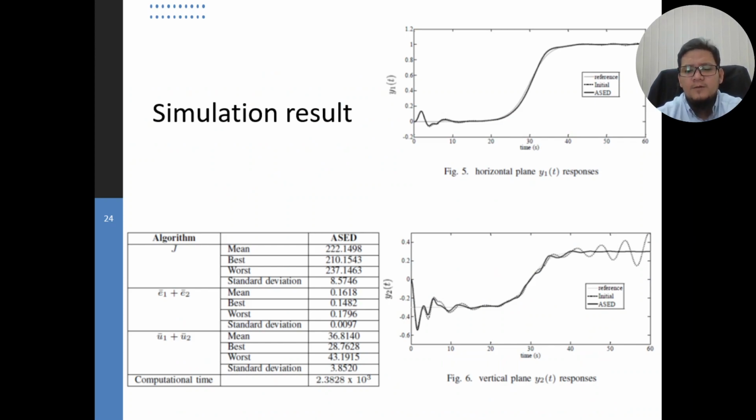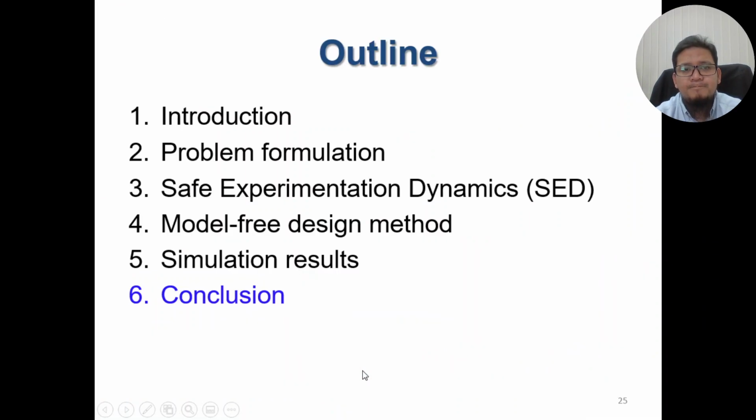For the graph, we have the horizontal plane here, the y1 response, and this is y2 for the vertical plane. We have the reference here as the dotted line, the dash is the initial value, and the solid black color is the ASED signal for the horizontal and vertical planes. This is the numerical result for the objective function: the mean, the best for the objective function, the total norm error, the control input energy, and the computational time.